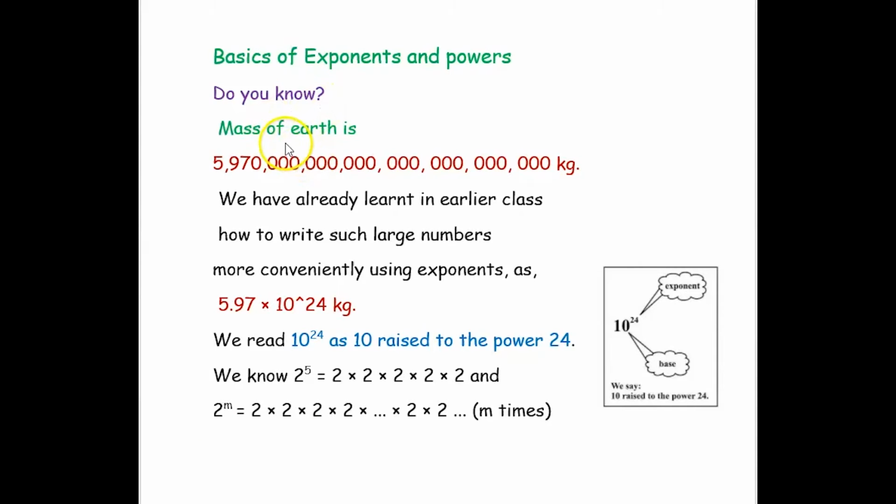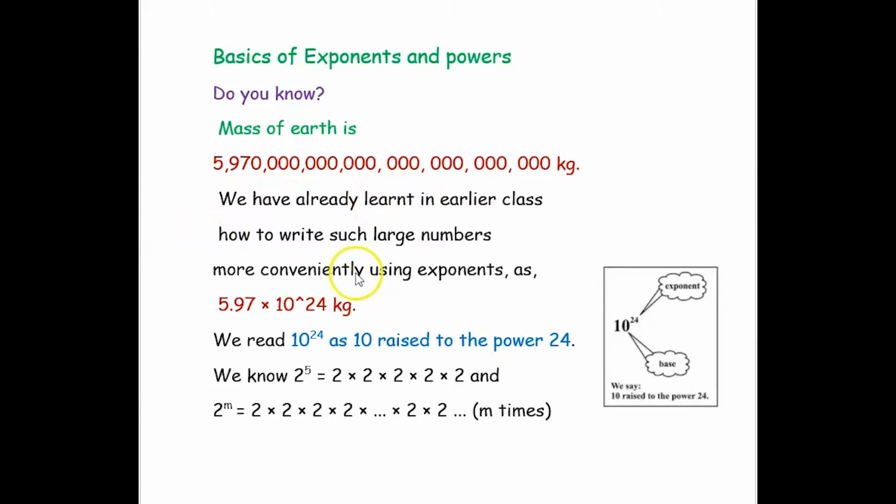Do you know the mass of Earth is 597 followed by 22 zeros kg? The unit of mass of Earth is kilogram. We have already learnt in our earlier classes how to write such large numbers more conveniently. By using exponents, we can express such a big number using a small number so that we can read it out very conveniently.